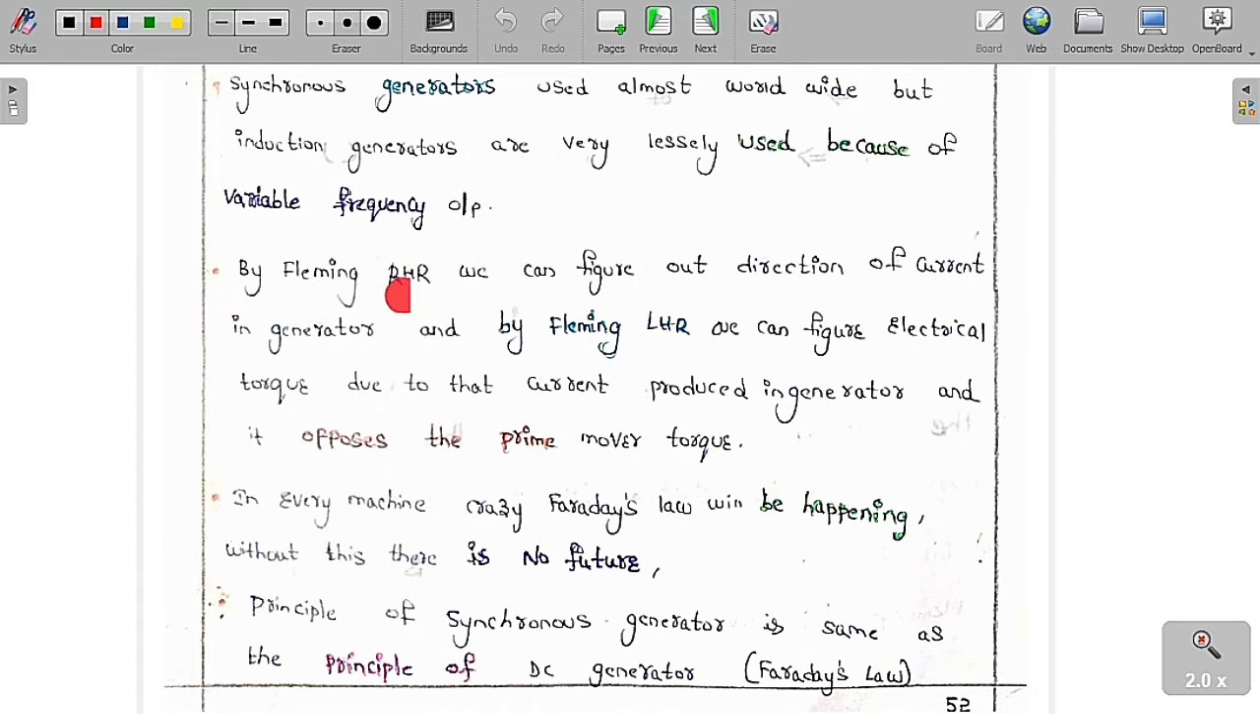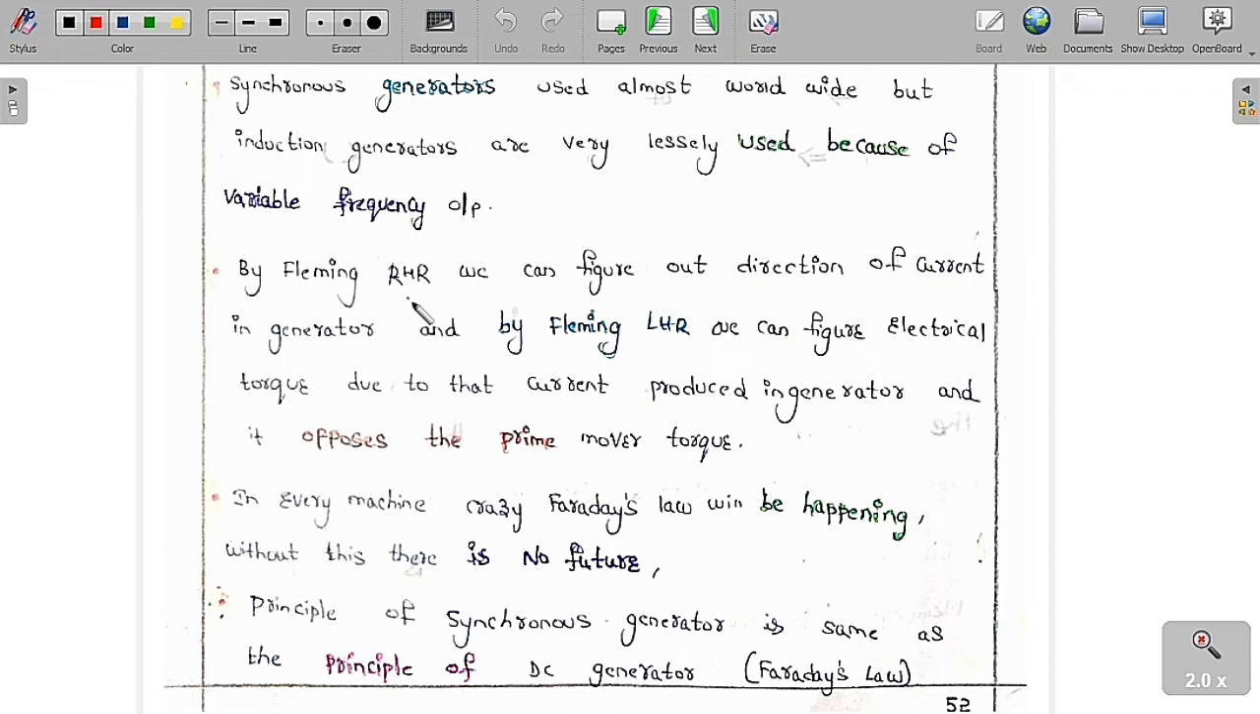By Fleming's right-hand rule, we can figure out the direction of the current in a generator, and by Fleming's left-hand rule, we can figure out the electrical torque due to that current produced in the generator, which is going to oppose the prime mover torque. Listen carefully, it's a very important thing. I've already told you this important point in the DC machine itself. Fleming's right-hand rule is used in the generator. The thumb indicates the force, but the thumb direction is always the mechanical torque, not the electrical torque. Small mistake here.